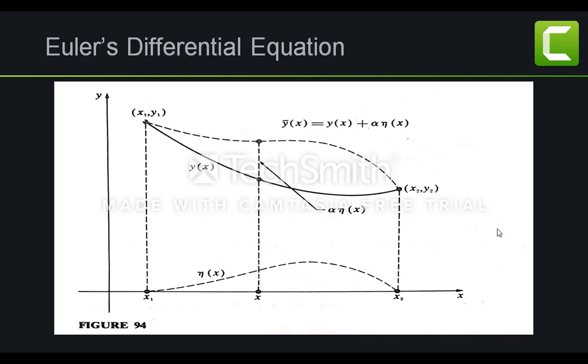Now this is a graph. It shows the 2 points x1, x2. Then we have eta of x, which is one of the disturbed functions. Then we have constructed the new function y bar of x equal to y of x plus alpha eta of x. You can see that alpha eta of x is this vertical length, and when it is 0, then y bar and y are the same.